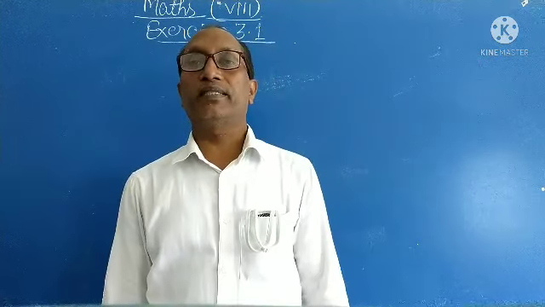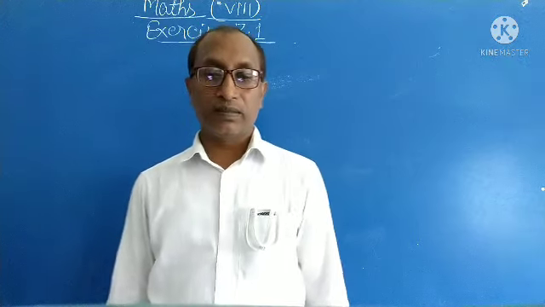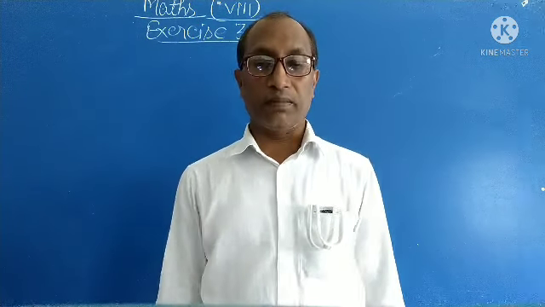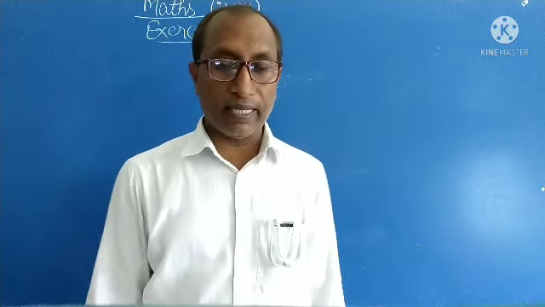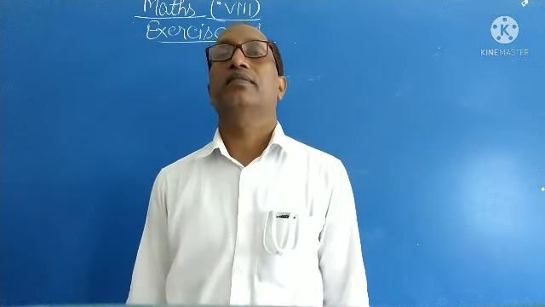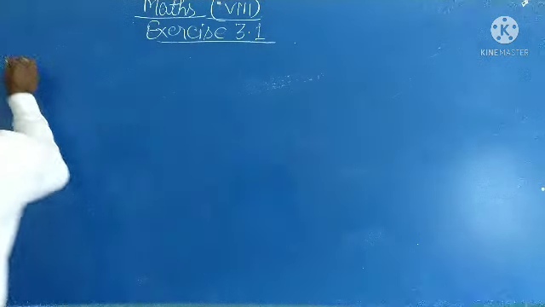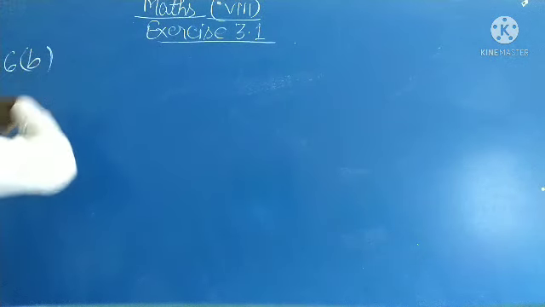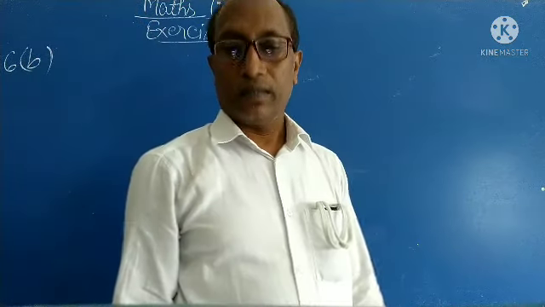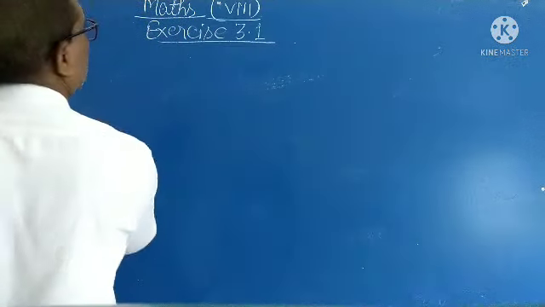Good morning, students. I am going to continue exercise 3.1, question number 6. Find the angle measure x in the following figures. Your B part is 6B. Your figure is like this.